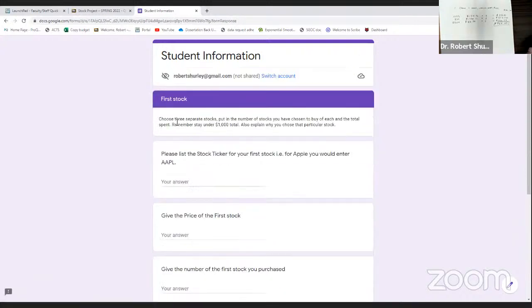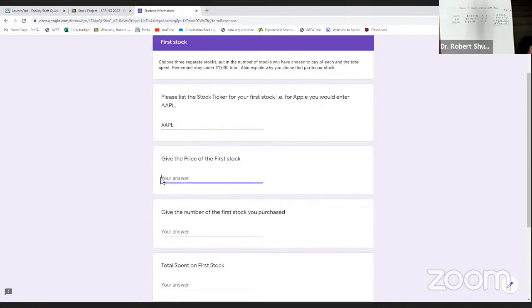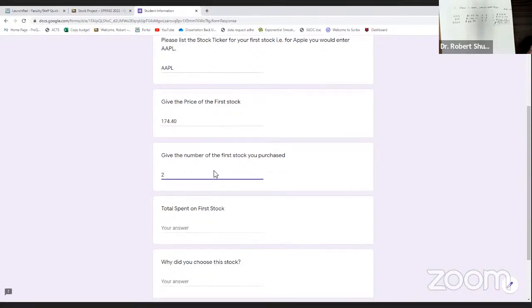And then it's going to ask you about each stock. So the first stock, it says choose 3 separate stocks. We know this, we already went over it. So please list the stock ticker for your first stock. Now remember, the first stock I bought was Apple, APPLE. Give the price of your first stock. The price of my first stock was 174.40.